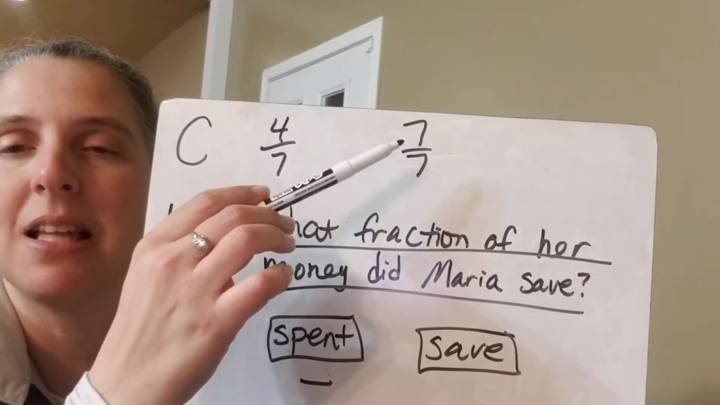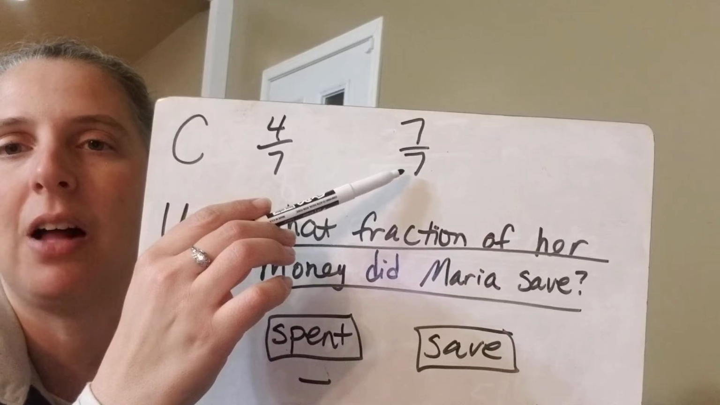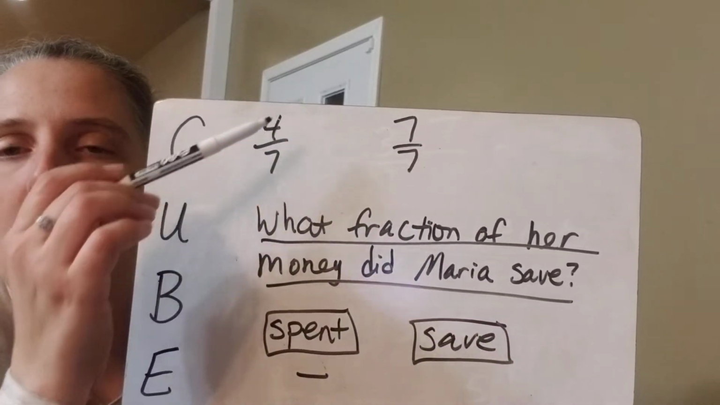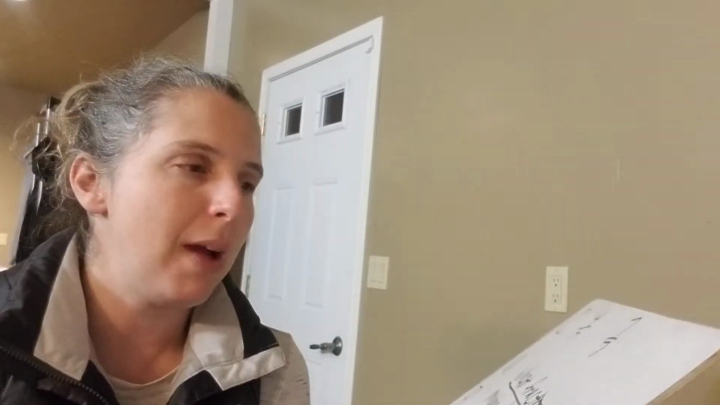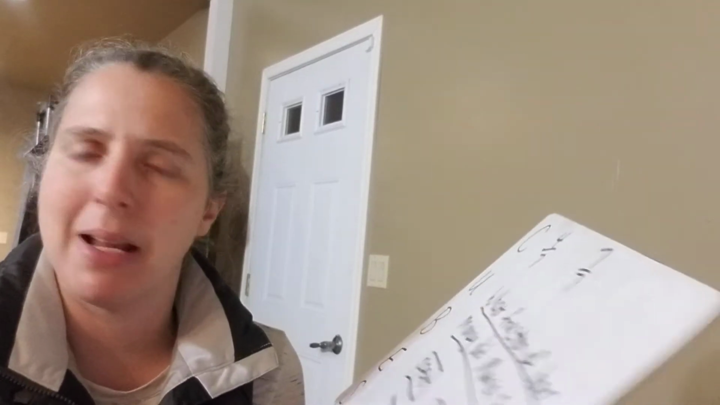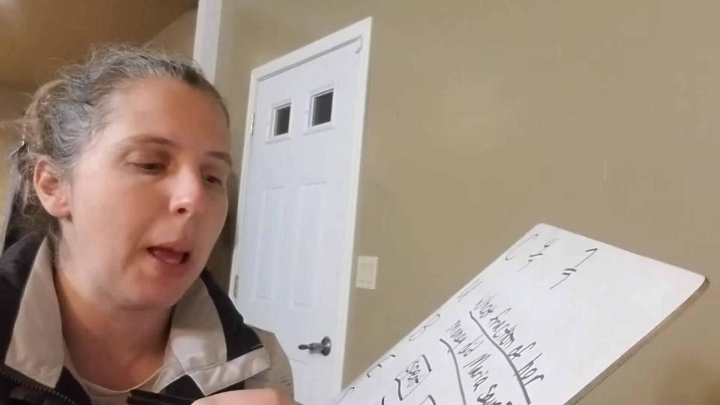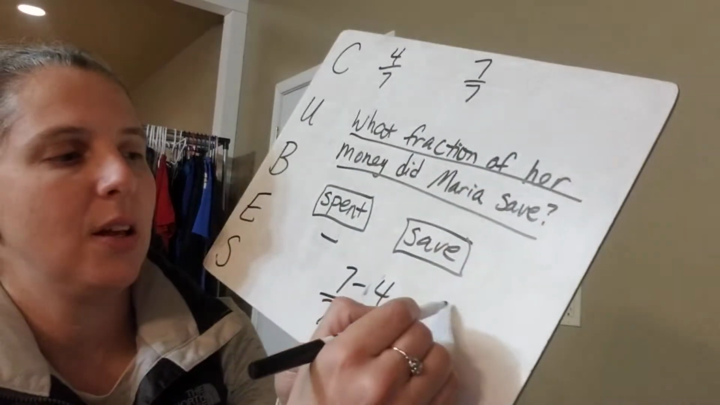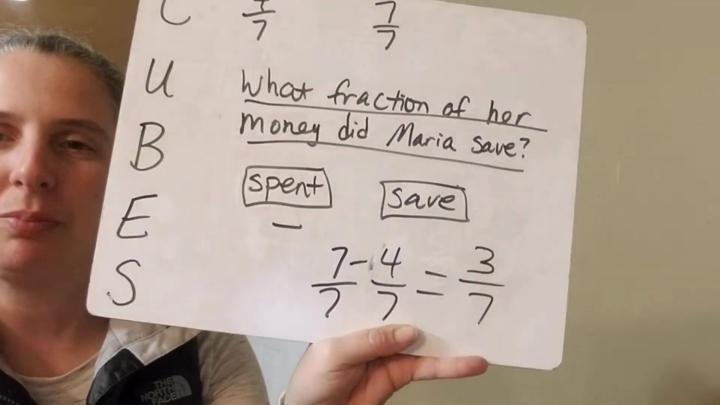So you could think of it like $7. She had $7 out of $7. And she spent 4 of those $7. So my equation should be, oops, I wrote 7 minus 7. 7 sevenths minus 4 sevenths. And that answer is 3 sevenths.